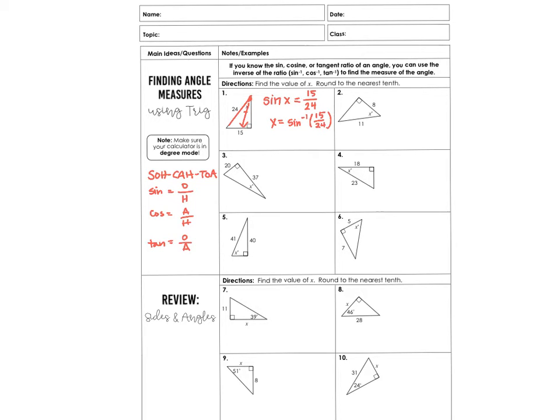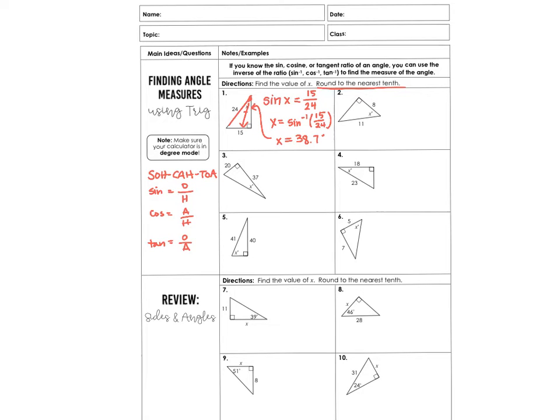There is a sine to the -1, which is called the inverse of sine, on your calculator, and it's probably above your sine button. So you would use your shift button and the sine button, and then it's going to open up a parentheses. In that parentheses, you would just put 15 divided by 24. And that gives you, rounded, 38.7. It says round to the nearest tenth. So that is your angle measure for angle x.